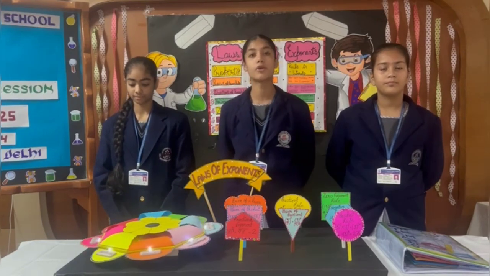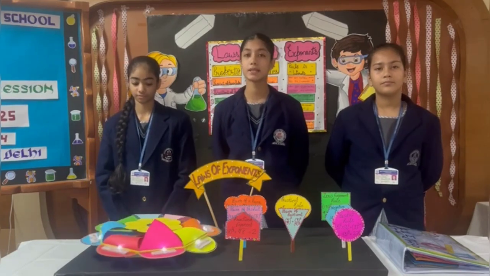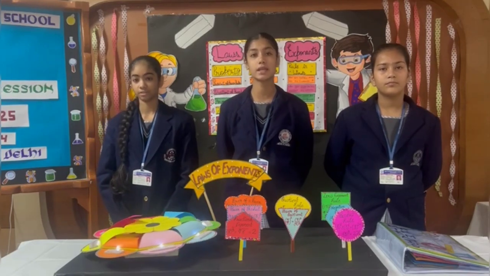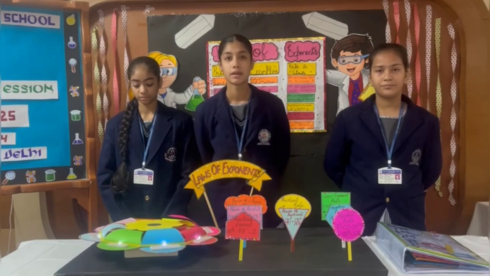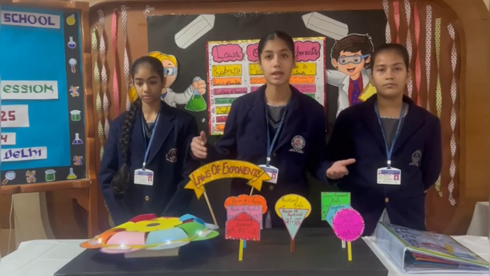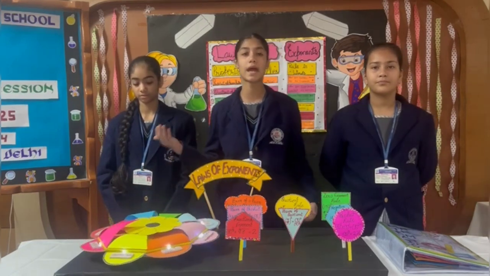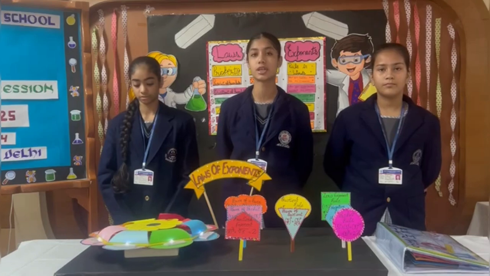Rule number 1. Product of power rule. a raised to power m multiplied by a raised to power n gives you a raised to power m plus n. Explanation. When you multiply two bases that have different powers, you simply add their powers to make your calculation easier.